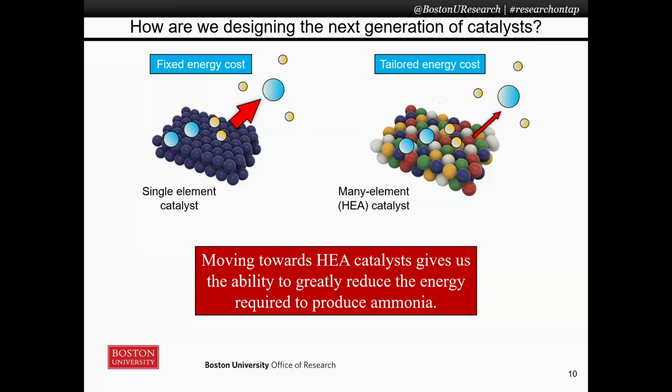But when you go to something like a many element catalyst, or what's known as a high entropy catalyst, you can see there's a lot more colors there. They all represent different chemical species, maybe aluminum, iron, copper, whatever. The reality is that because I have more chemical species present in my system, I have an innumerable number of different possible chemical and structural arrangements that allow me to help tailor that energy cost a little bit better. So if we move towards something like a high entropy catalyst, this gives us the ability to potentially greatly reduce the amount of energy required to produce things like ammonia, but it's not limited to ammonia.